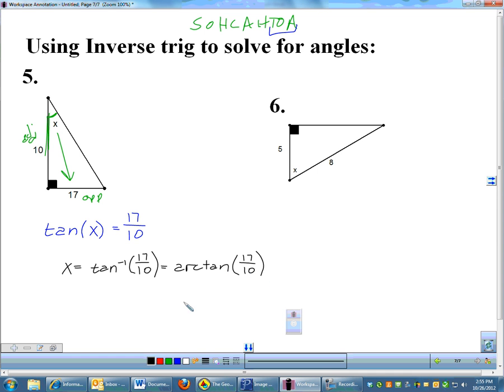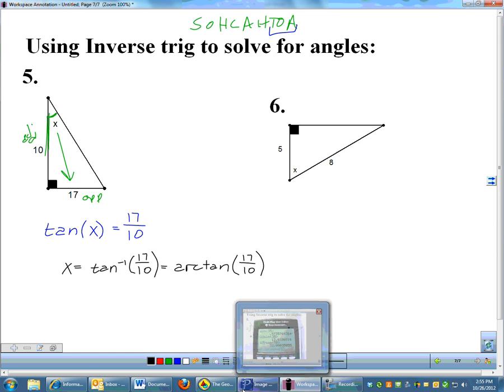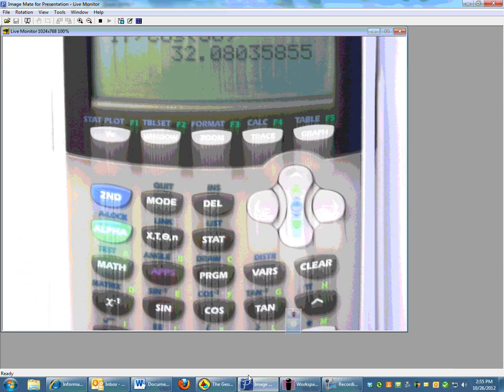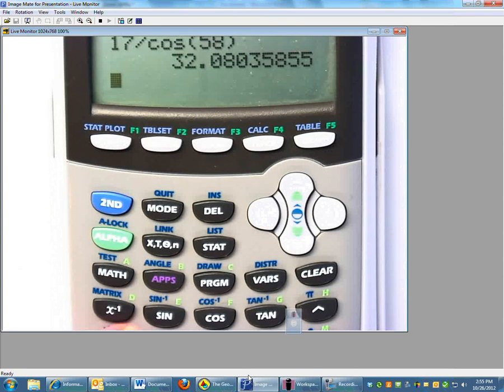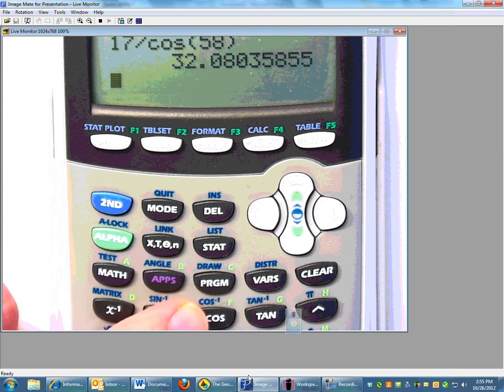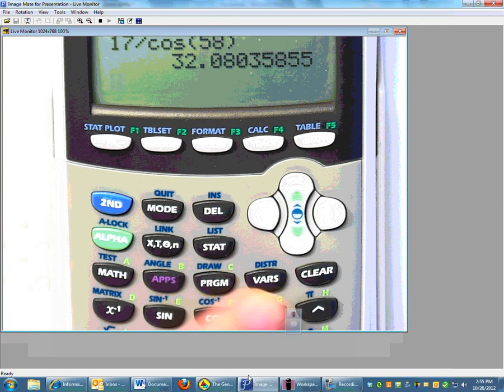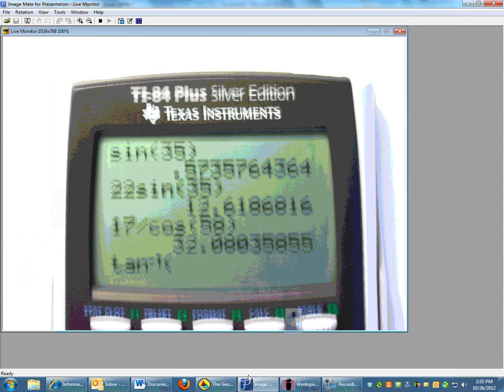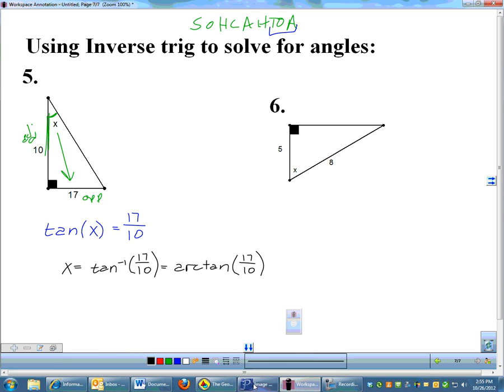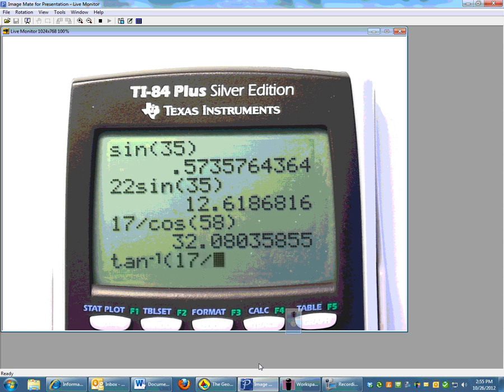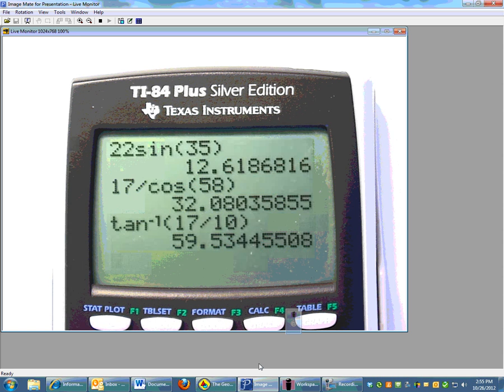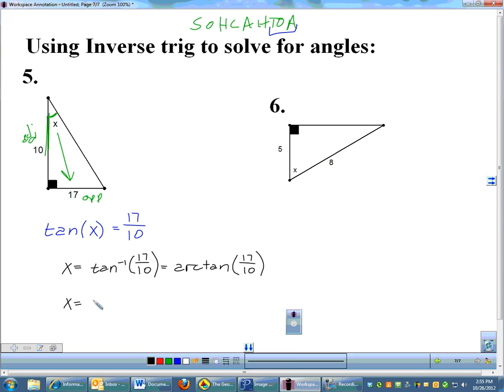And we will punch that in the calculator. If you notice on the calculators, there is, above your trig buttons, you'll see, there it is, inverse sine, inverse cosine, and inverse tangent. In my case, it's blue, which means I need to hit the blue button, so second, and I'll go inverse tangent. So I'll do inverse tangent, and my side lengths were 17 over 10. So let's do inverse tangent of 17 over 10. Hit enter, and I get an answer of 59.534, and this is an angle. So my angle is 59.534, and include the units, which in this case my unit is degrees.